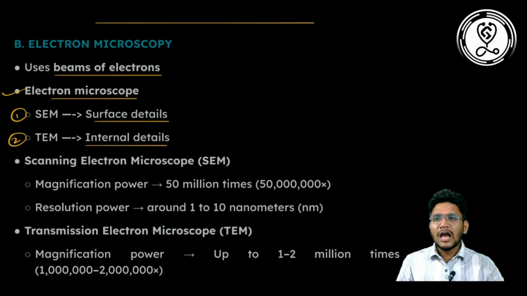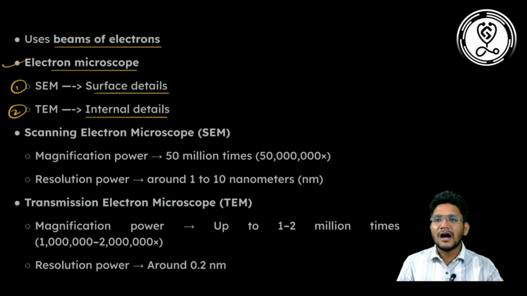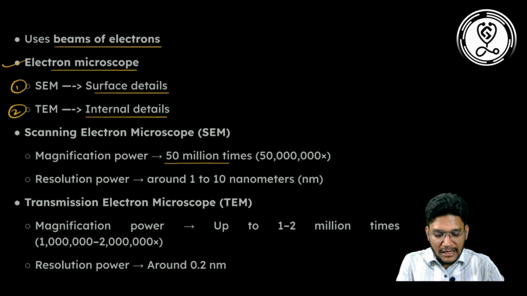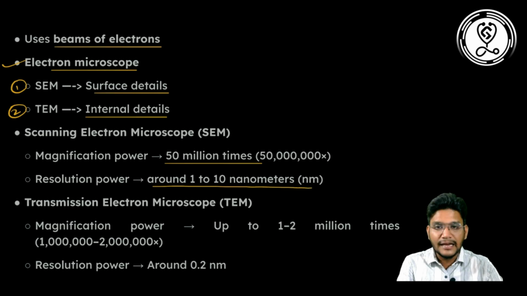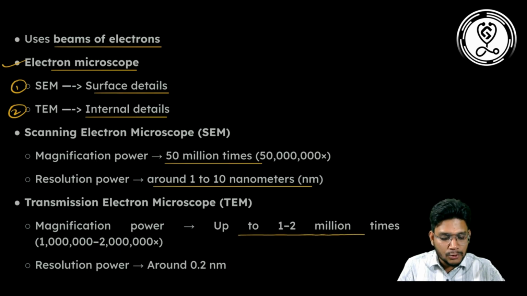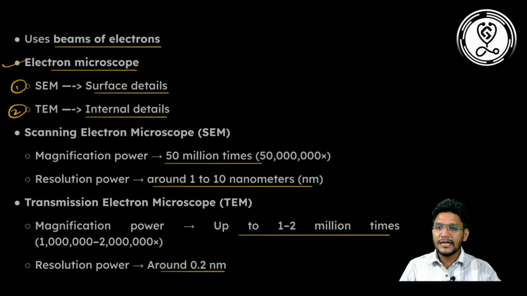Okay. Now, if we talk about the magnification power and resolution power, the magnification power for the SEM is 50 million times. Please remember this. And the resolution power for SEM is around 1 to 10 nanometers, right? For the transmission electron microscope, the magnification power will be up to 1 to 2 million times, while the resolution power will be around 0.2 nanometers. Clear?